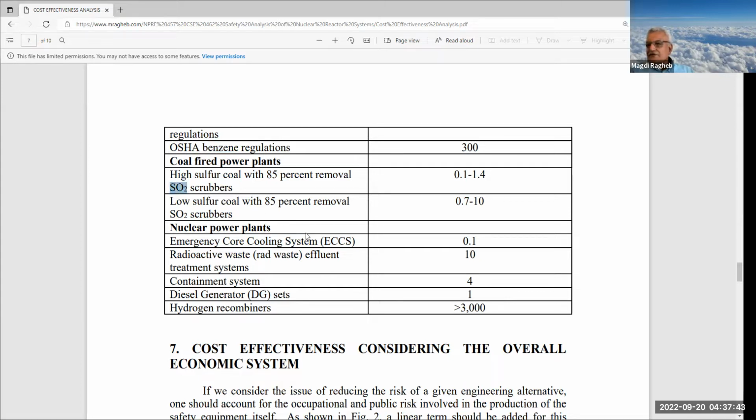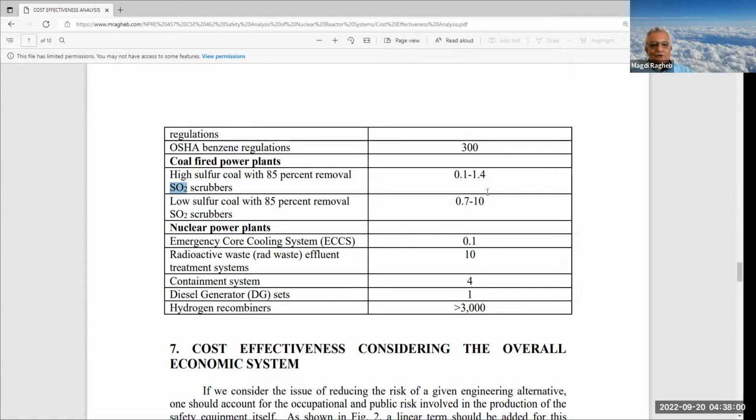Why sulfur dioxide in the coal? Because in the air, if you release sulfur dioxide as a gas, it combines with water moisture in the air and turns into sulfuric acid. Then it ends up in our lungs, and of course it can cause lung disease.